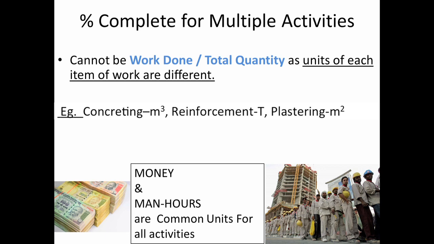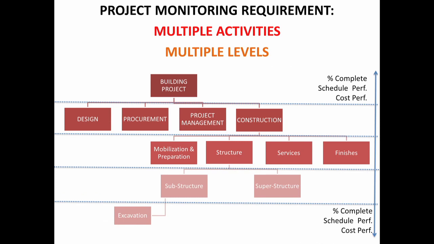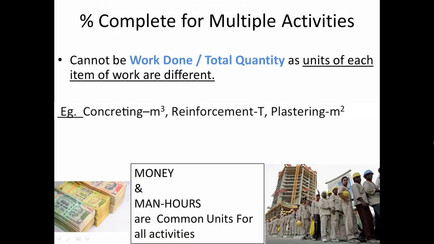Right now we saw percentage complete for a single activity, and we could see that we can measure it based on quantity. If I want to measure percentage complete at any level higher than a single activity, when there are multiple activities, I cannot use the quantity installed divided by total quantity as my indicator for percentage complete, because the units are all different. For example, if I have concreting in meter cubed, reinforcement in tons, plastering in meter squared, I cannot add these values and divide by total quantity, because the units are different.